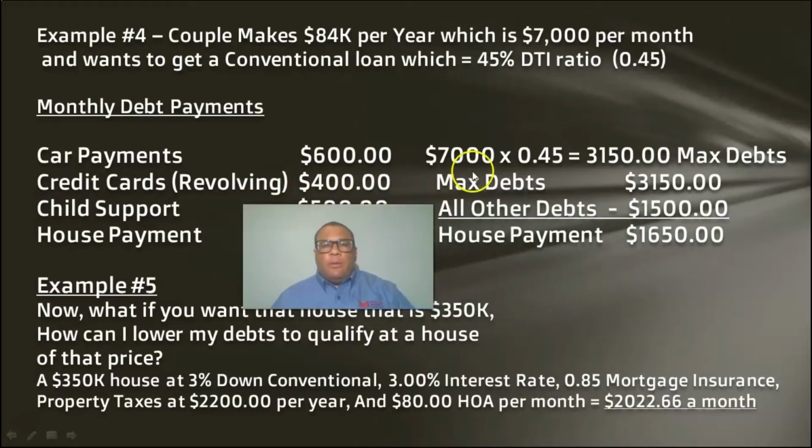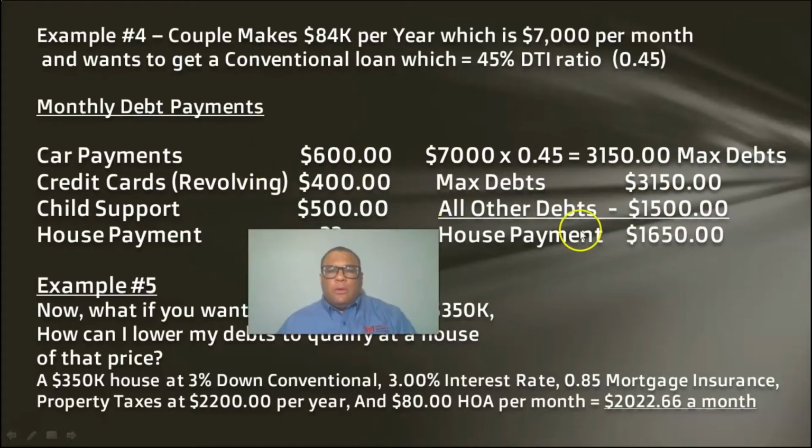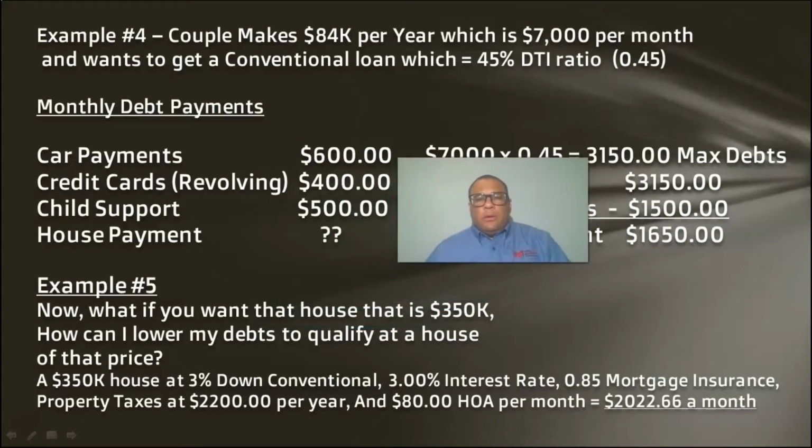You take $7,000 times the 45% debt-to-income ratio to qualify for a conventional loan, the Home Ready and Home Possible, or any other conventional loan. There's $3,150 maximum debts per month. $3,150 minus the $1,500 that you have over here is $1,650. At $1,650, that house equates to a very similar price to the last example, around $280,000.